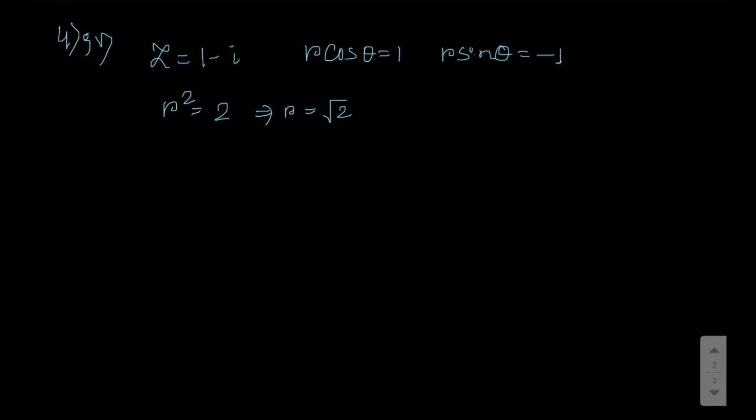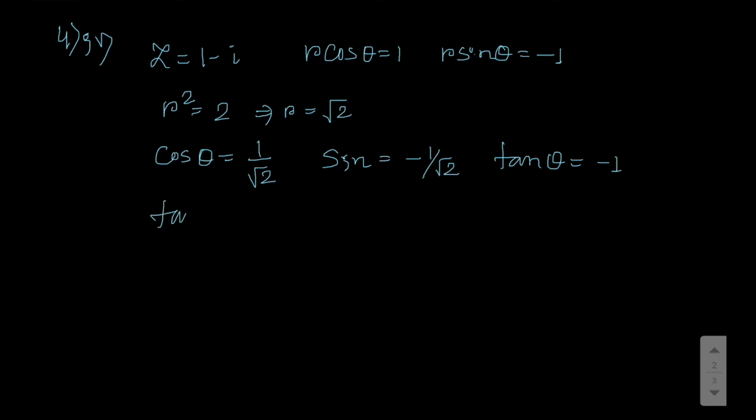And as here r cos theta equal to 1, r equal to root 2, then from that cos theta equal to 1 by root 2, and sin theta equal to minus 1 by root 2. As the two values are different, you have to find out the next one, that is tan theta. Tan theta means minus 1 by 1, so that means it's minus 1. Okay, tan theta equal to minus 1, so tan minus pi by 4 equal to minus 1, so theta equal to minus pi by 4.